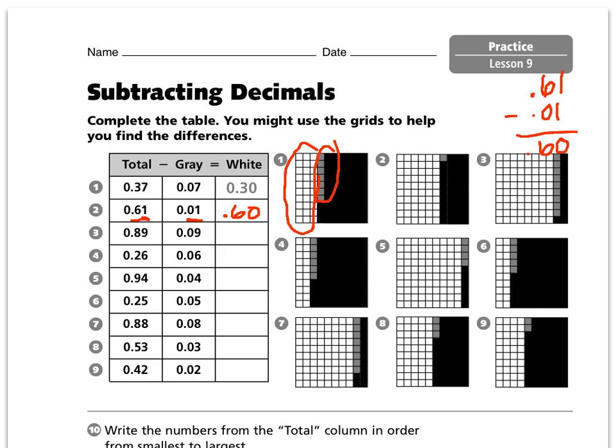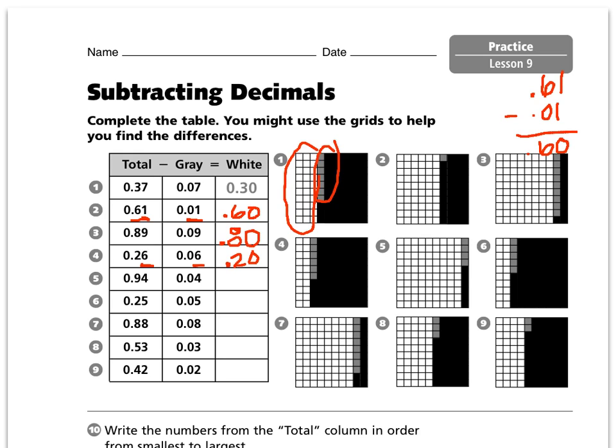For number 3, I have 89 hundredths minus 9 hundredths. So looking at this, I have 89 minus 9, and you should be able to do it in your head that you have 80 hundredths left. Number 4, 26 hundredths minus 6 hundredths. So looking at this, I'm subtracting 6 hundredths from the hundredth spot, which is where the 6 is. So 26 minus 6 is going to be 20 hundredths.